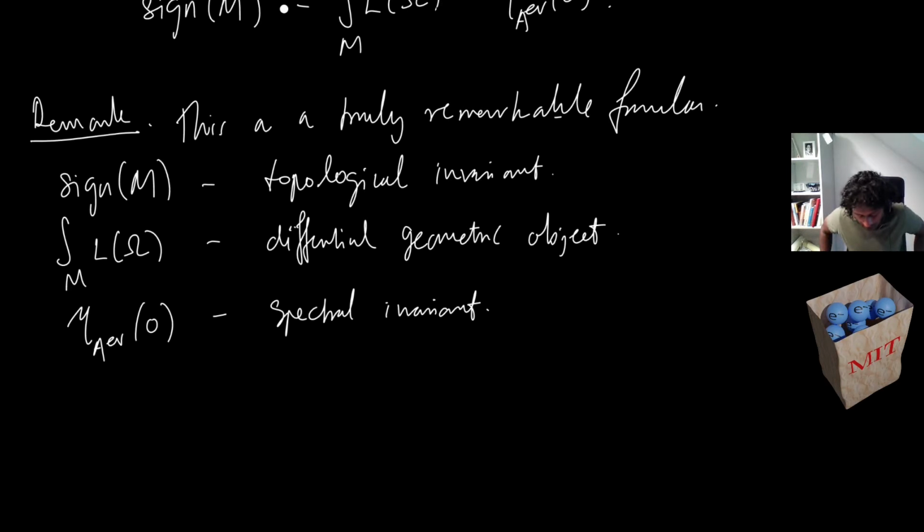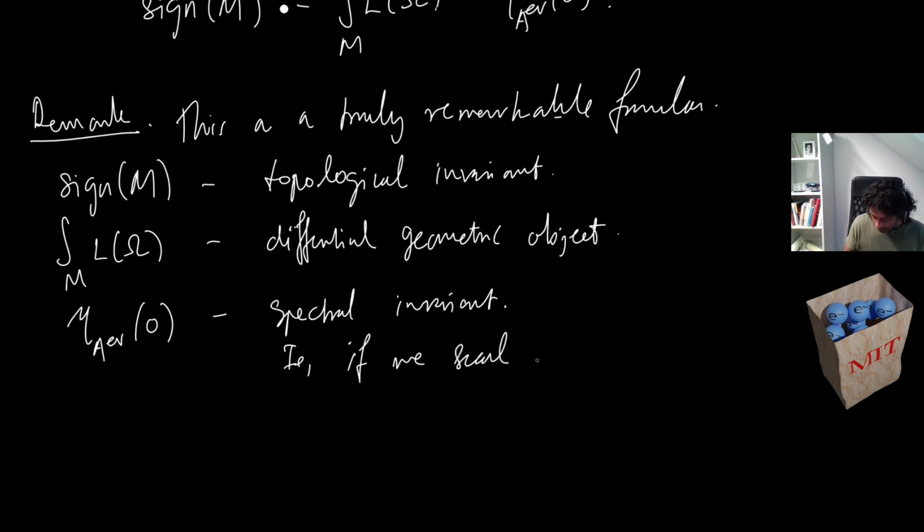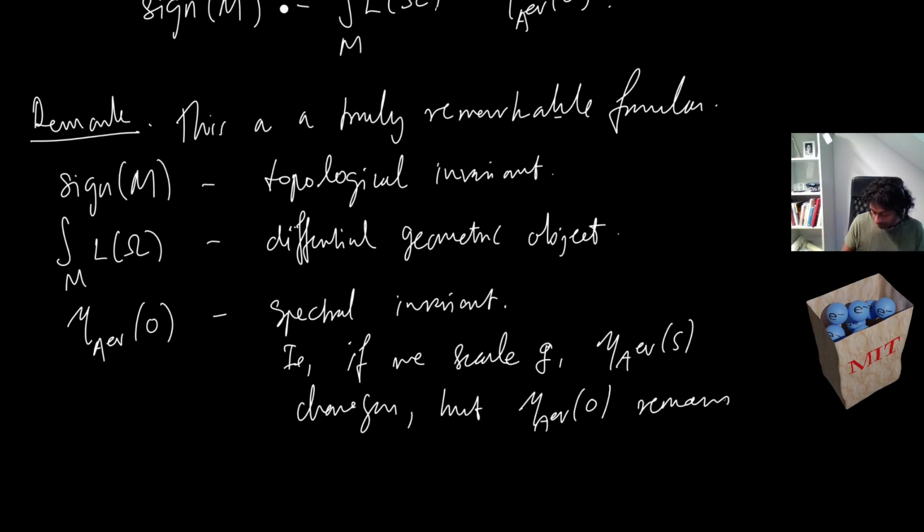So the point is that if we scale the metric, for instance, right? So what does it mean for it to be a spectral invariant, right? I.e., if we scale g, eta A of S, A even of S changes, but eta A even of 0 remains fixed. Okay, because the kernel doesn't move.